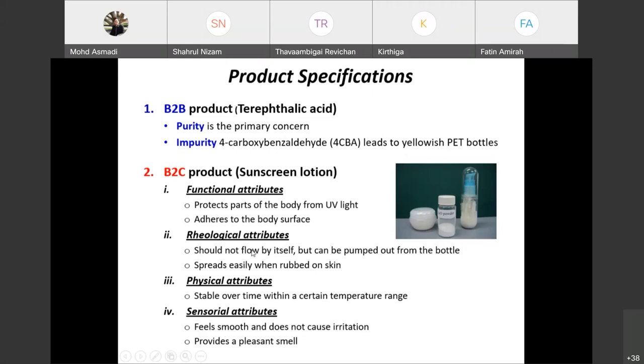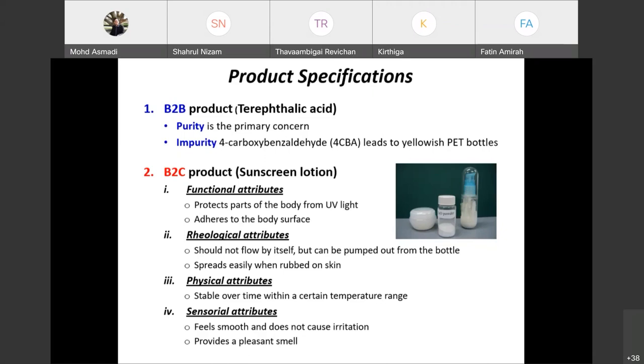Rheologicals: it can flow easily, because if you want to use lotion, it should flow smoothly from the bottle when you pump it, and spread easily. That is rheological. For physicals, it should be stable over time and over a range of temperatures. Maybe in Malaysia, with the current weather, it should not vaporize easily at certain temperatures.